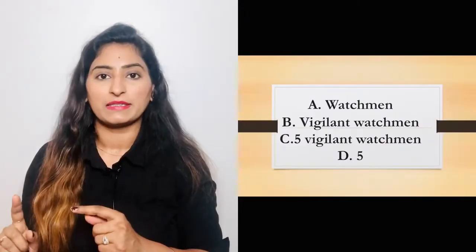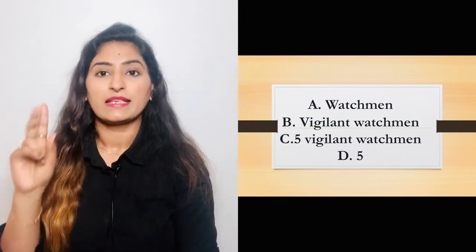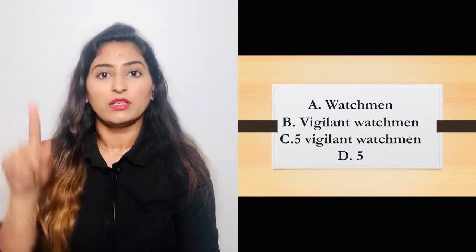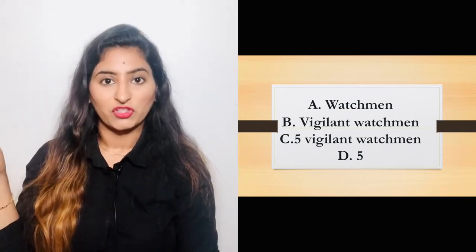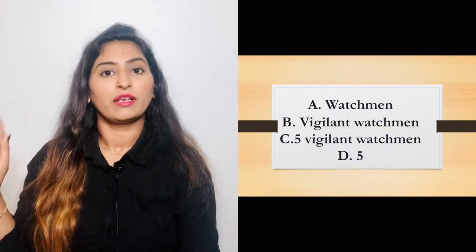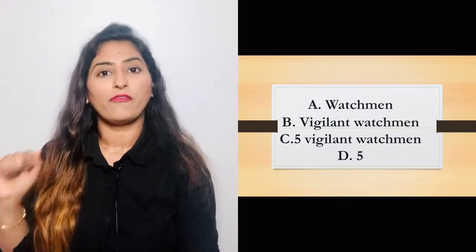What can be the possible answers to this is, for example, there can be 1 word, or there can be maximum 2 words with a number or without a number, but there cannot be 2 numbers. So you have to understand this kind of word and number limit that is given to you. So I am linking certain examples here. For example, when it says no more than 2 words and or a number, so the answer can be watchman, vigilant watchman, 5 vigilant watchmen, or 5.